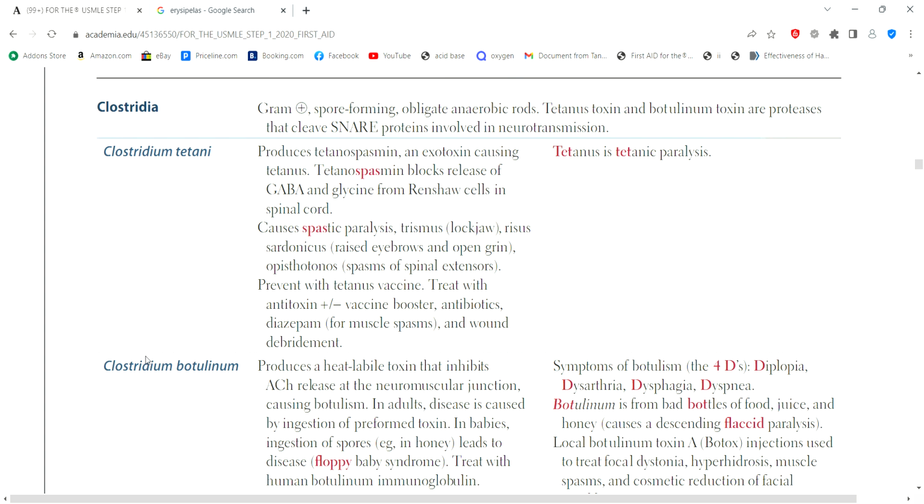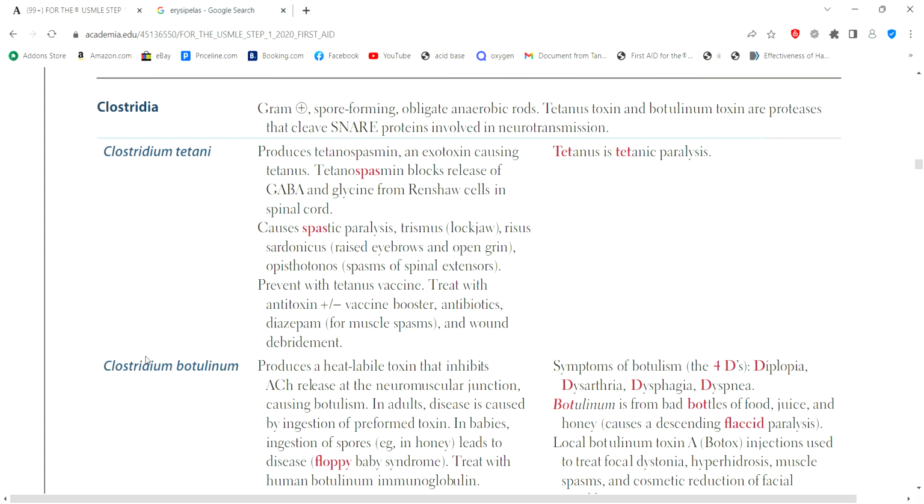So Clostridium tetani produces tetanospasmin, an exotoxin causing tetanus. Tetanospasmin blocks the release of GABA and glycine from the Renshaw cells in the spinal cord. So tetanus blocks GABA and glycine from Renshaw cells in the spinal cord. This causes spastic paralysis, trismus, and risus sardonicus, which is like that open grin that you see in tetanus.